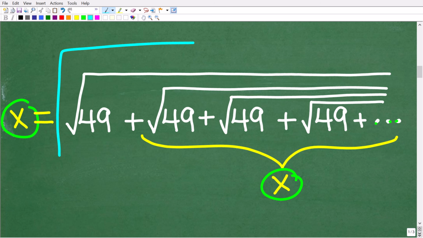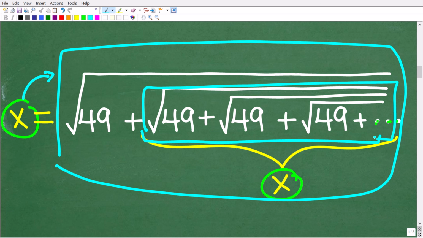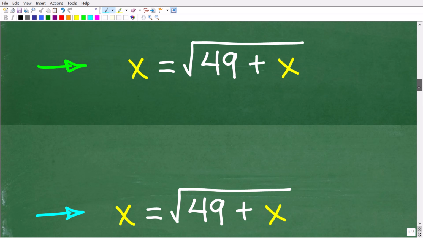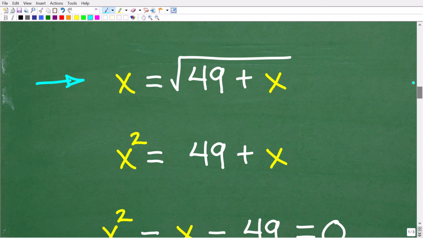So this outside pattern is the same thing as this inside pattern right here. So if x is equal to this entire pattern, well, this part of the problem inside of it is also x, because this is an indefinite pattern. It doesn't stop. Okay, so as long as you understand that, really the rest of this problem boils down to your ability to solve a radical equation in algebra. All right, so we have x is equal to the square root of 49 plus x.